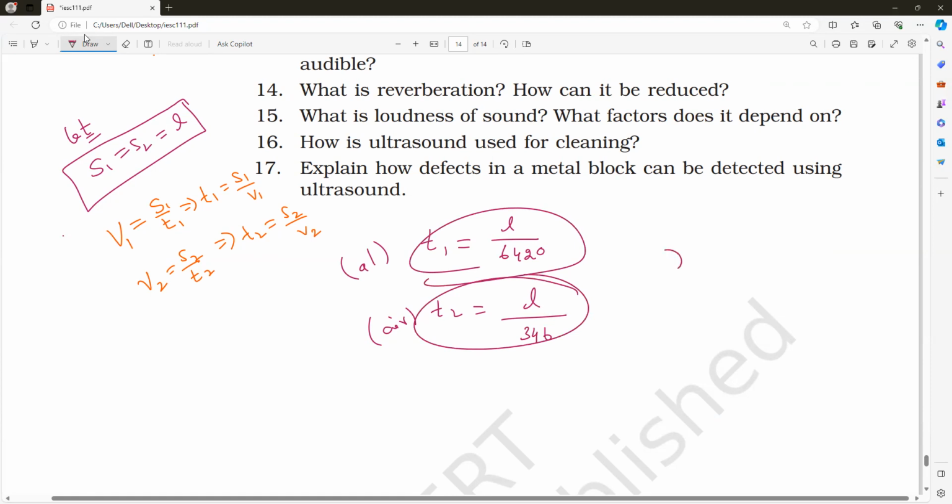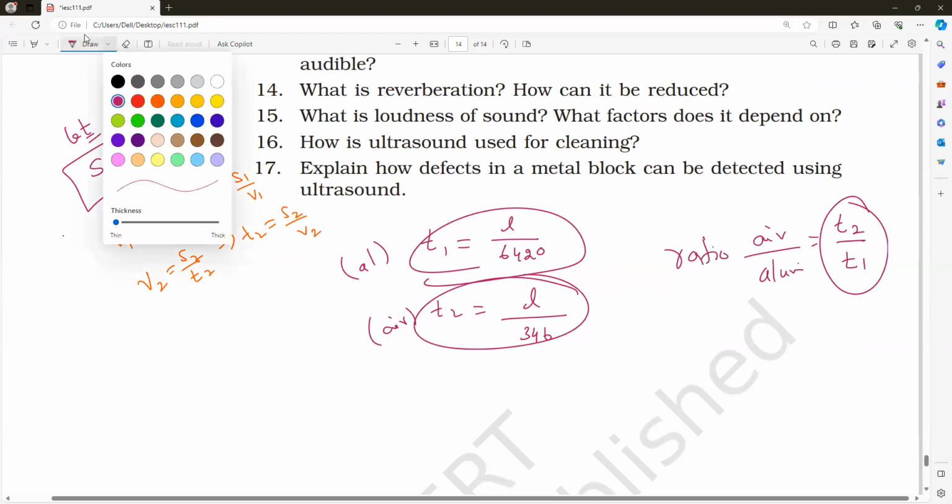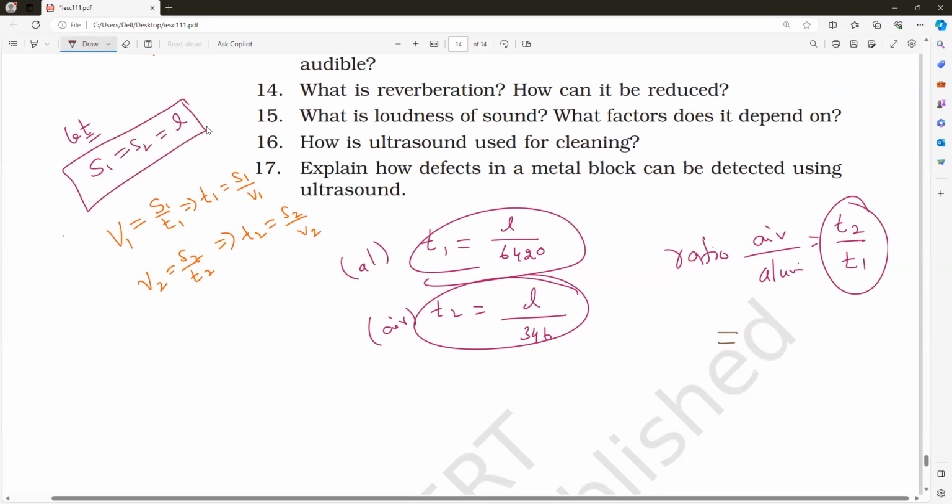Now what are they asking? The ratio of air divided by aluminium. So T2 divided by T1, that's what I said. Don't be in a hurry always. I want efficiency from this moment. Now finish it. Substitute: L divided by 346, divided by L divided by 6420. It will become L divided by 346 into 6420 divided by L.